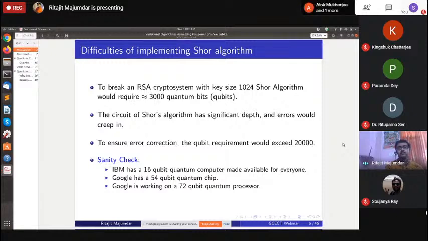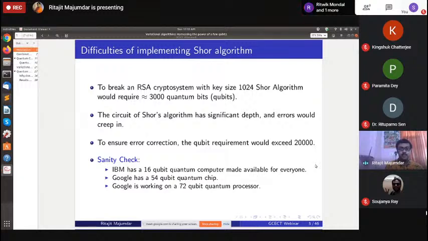And then again, this circuit of Shor algorithm is really large. And when you are executing a large circuit, you all know that errors will creep in. You cannot really do anything about that. Errors will always be there. Obviously, you can do error correction. You can try to prepare your system in such a way that, as in a classical computer, if there are errors, they can be corrected. But if you want to do that, then this requirement of 3000 quantum bits exceeds 20,000 quantum bits or something like that.